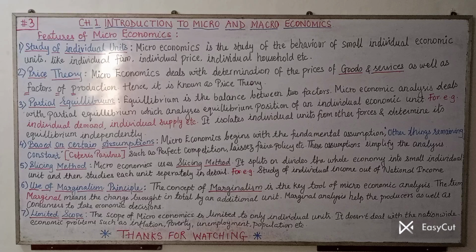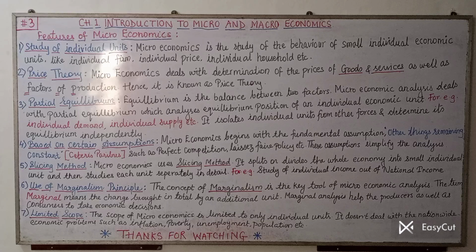Then the fourth point is that it is based on certain assumptions. In microeconomics, there are always certain fundamental assumptions which are stated at the start of the sentence with a particular phrase, other things remaining constant. That means whatever conditions an economist wants to lay down before stating a particular law or theory, those conditions are stated with the phrase ceteris paribus, other things remaining constant. With the help of this, there is explanation of perfect competition condition, then laissez-faire policy.